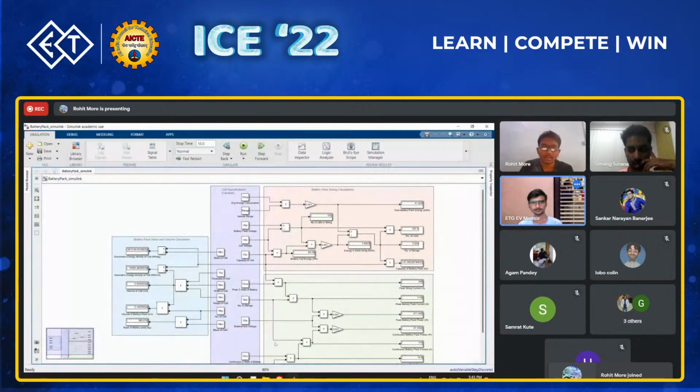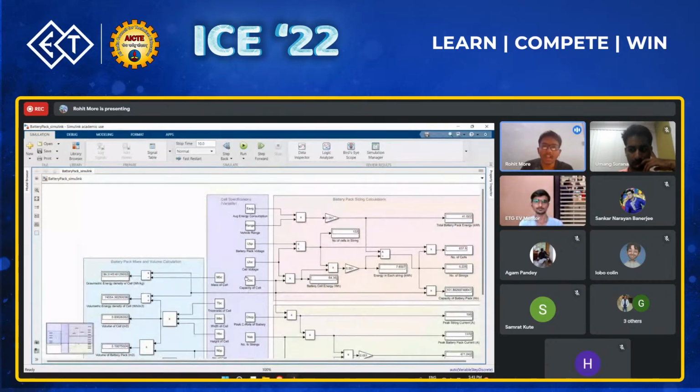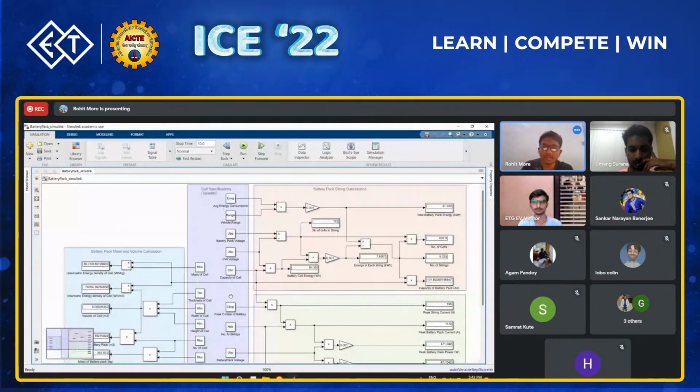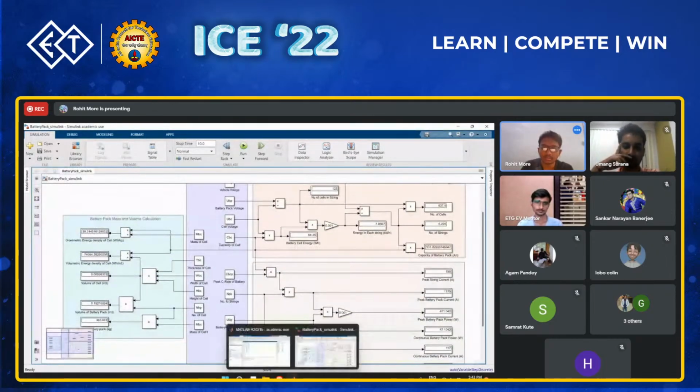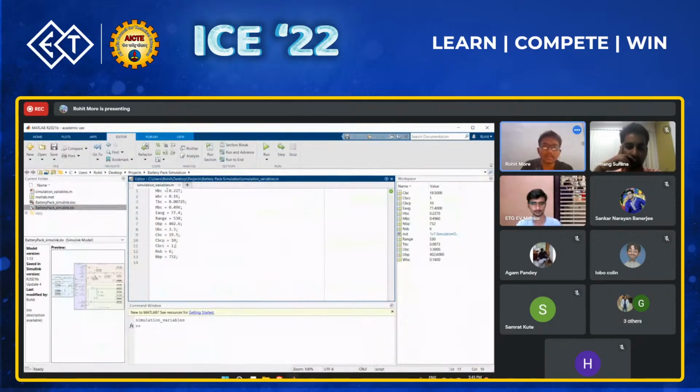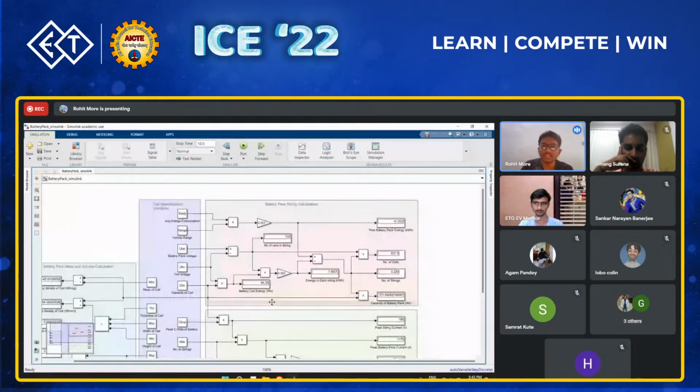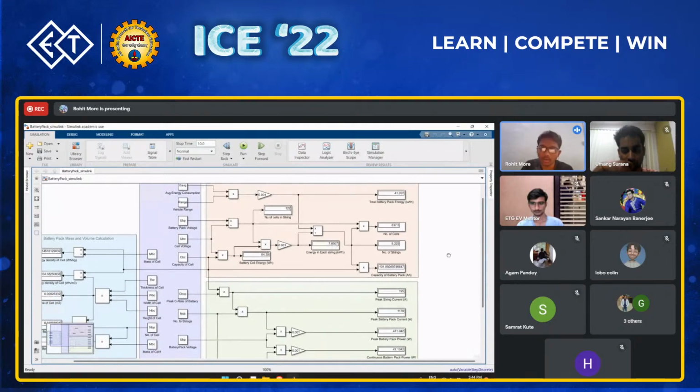Yeah, it's visible now. So this is the first area. I have declared all the variables in this MATLAB script, as you can see here. And by using this, we have calculated the battery pack capacity, the total number of cells in strings, and the total number of strings that we have used. So the total battery pack energy is 41.022 kilowatt hour.